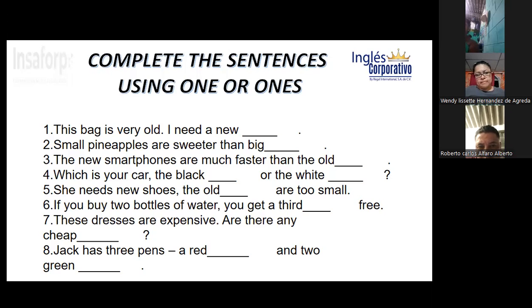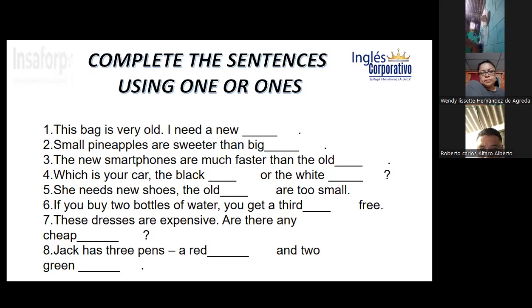Okay, so almost ready? Yes. All right, so let's do this one. And I need a volunteer for number one, please. Okay, this bag is very old. I need a new one. Okay, that's cool. So you need a singular one. Number two. Small pineapples are sweeter than big ones. Okay, wow, the pineapples. Yeah, pineapples and big ones, right? Because we're talking about plural.